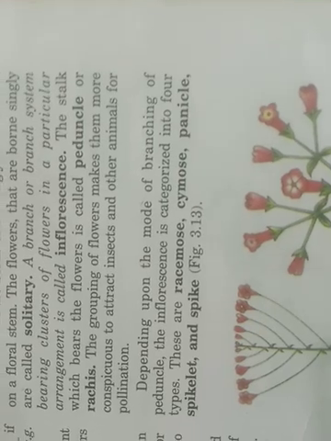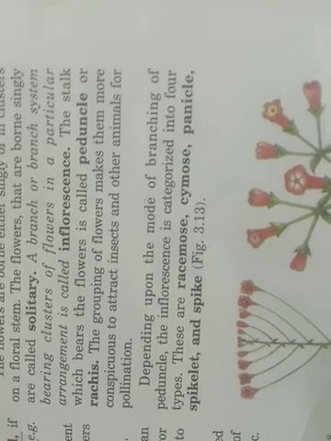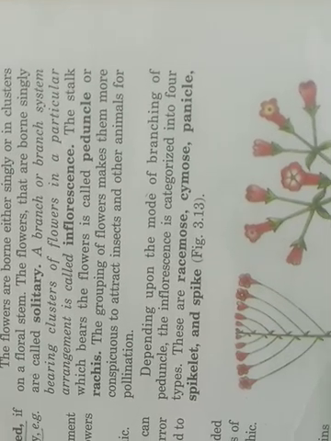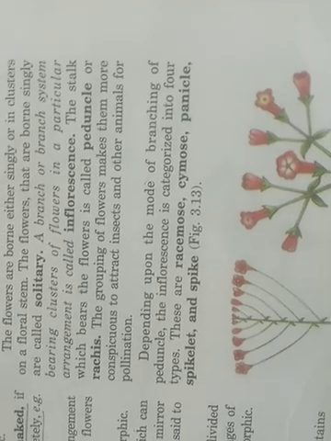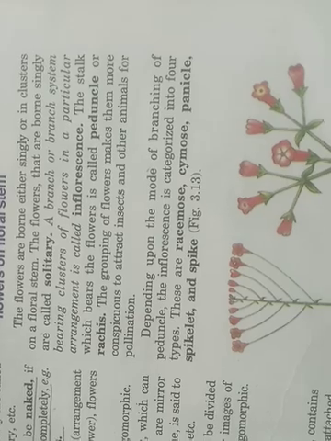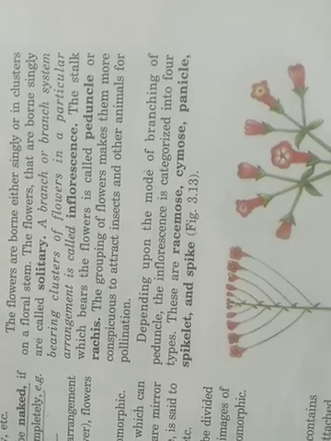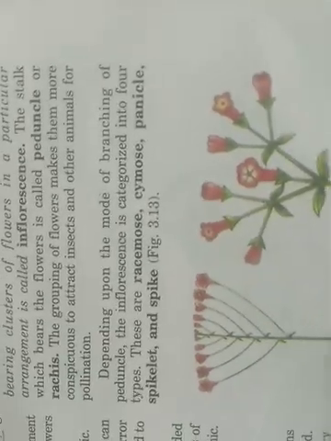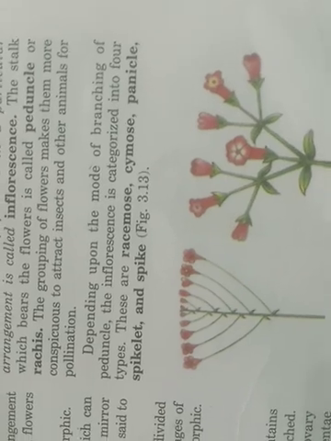The grouping of flowers makes them more conspicuous to attract insects and other animals for pollination. So flowers are arranged in such a way, that means we can say they are arranged in such a way, to attract the insects and animals for pollination.